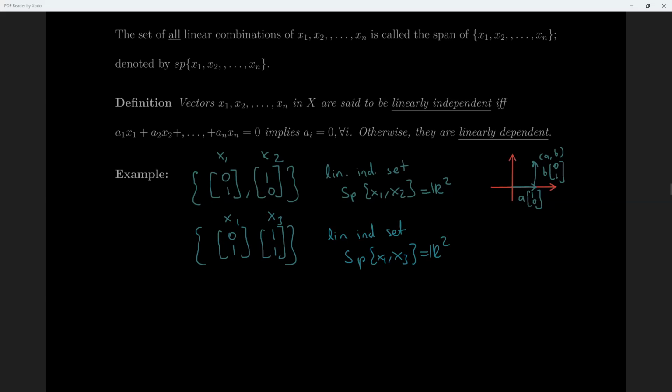I mean, you can get the endpoint (a, b) this time by using the vectors x1 and x3, right? So it will be something like that. This is a times x3, and that component is (b minus a) times x1, right? So that you will end up with a and b over here.